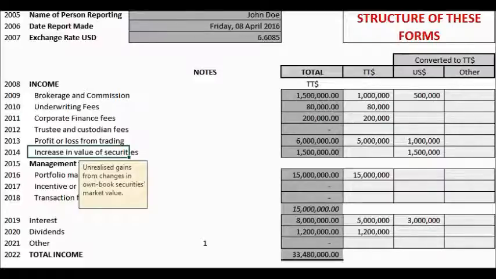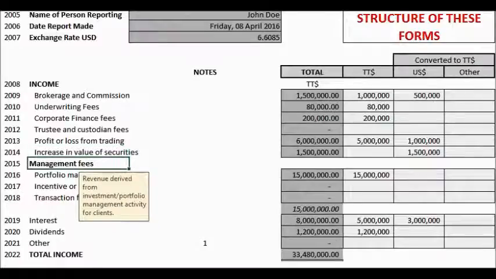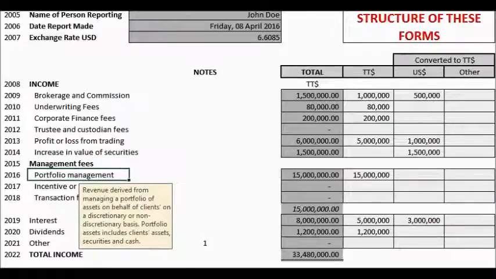A section to capture management fees has been included. Under this section, you will see a line item for portfolio management fees. The reporting entity is required to state the total revenue derived from managing a portfolio of assets on behalf of clients on a discretionary or non-discretionary basis. For the purposes of this form, portfolio assets refer to clients' assets, securities, and cash.